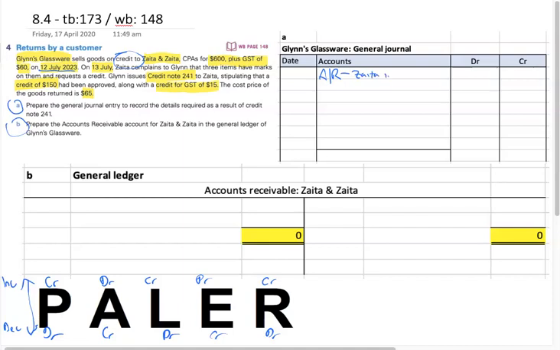We have an accounts receivable now called Zeta and Zeta due to a sale on the 12th of July. How much does Zeta and Zeta owe us on the 12th of July? $660. Why have I done a debit? Because accounts receivable is an asset that has increased. And we know that an asset that has increased is a debit according to Paler.